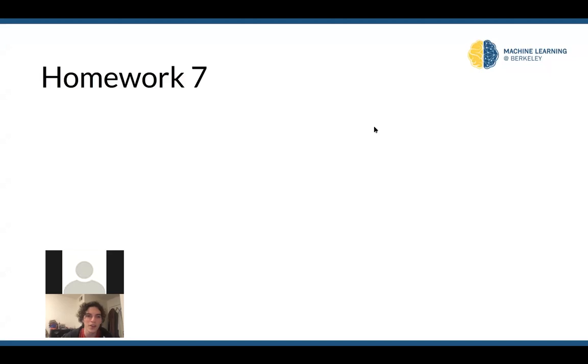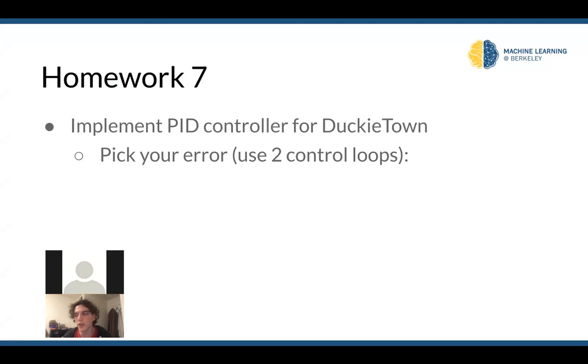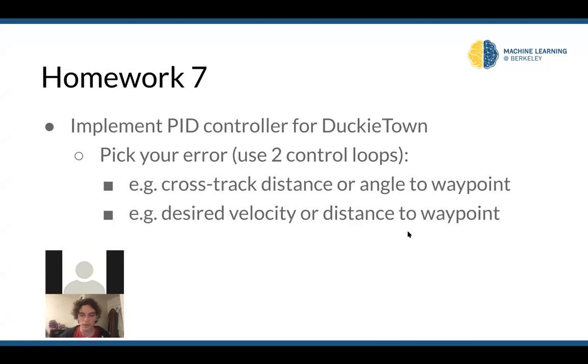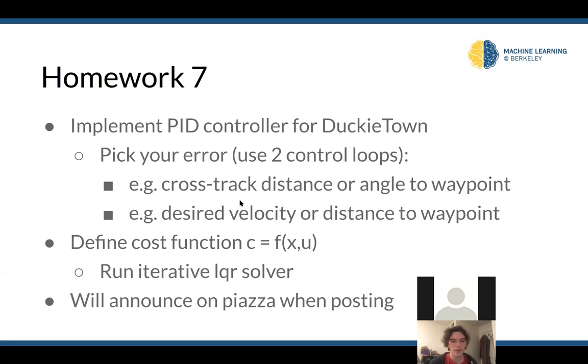For homework, you're going to be implementing a PID controller in Duckietown to follow the waypoints that you generated from the path planning algorithm. You can pick what errors you want to use, like say the cross-track error or the angle error, and you can have a desired velocity or distance to the next waypoint. We're going to use some skeleton code for that, and you can also play around with iterative LQR by defining a cost function and running the LQR solver to minimize your cost function and seeing what it outputs. And this will be pretty computationally intensive. I'll announce this on Piazza when I post it.